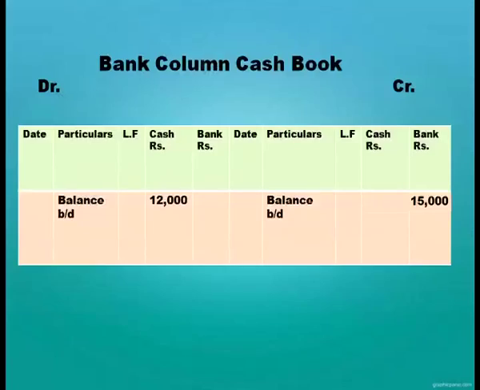12,000 is recorded as the opening balance, brought down, in the cash column, and the bank overdraft of rupees 15,000 is recorded on the credit side. An overdraft is the extra amount you have withdrawn from the bank, over and above your balance, which will be repaid by you after some time. So, this is an overdraft, and it will be posted on the credit side of the bank column of the cash book.